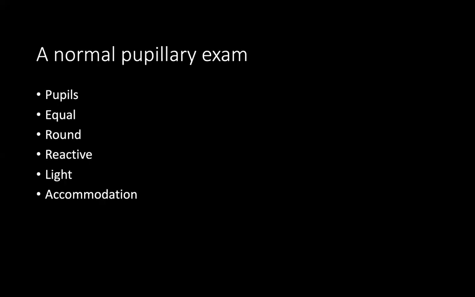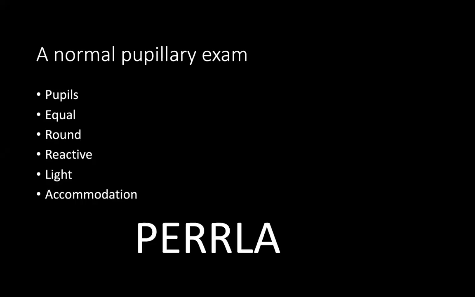Okay, a normal pupillary exam. These are the things that we document. One of the easy ways to document that pupils are normal is that the pupils are equal, round, and reactive to light and accommodation. So they're saying they're the same size, they're both round, they're reacting to both light and accommodation. So we've got PERRLA. A lot of times the way we document that, if you haven't seen it already, is PERRLA, right? And that's a common way to document that the pupillary exam is normal.